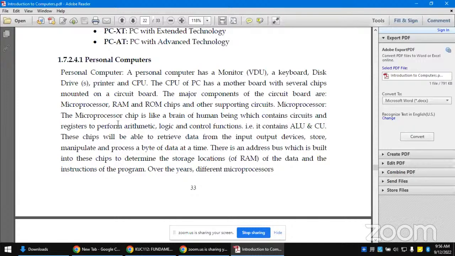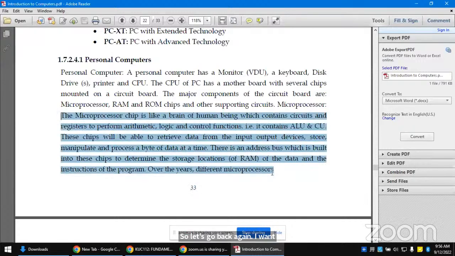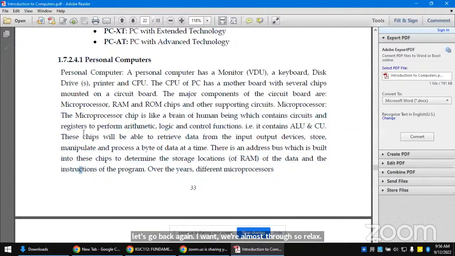So let's go back again. We are almost through, so relax. The microchip is like the brain of the human being, which contains circuits and registers to perform arithmetic, logic, and control functions. That is, it contains the ALU, which stands for arithmetic logic unit, and the CU, the control unit. This chip will be able to retrieve data from the input and output devices, store, manipulate, and process a byte of data at a time. There is an address bus built into these chips to determine the storage location in RAM of the data and the instructions of the program.